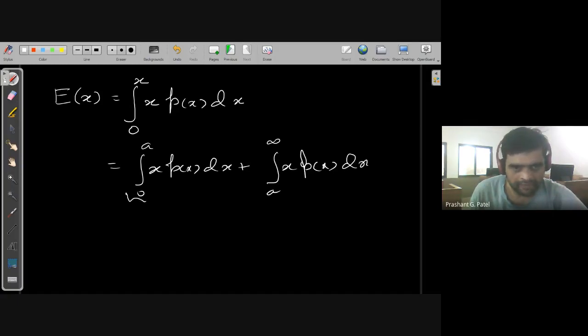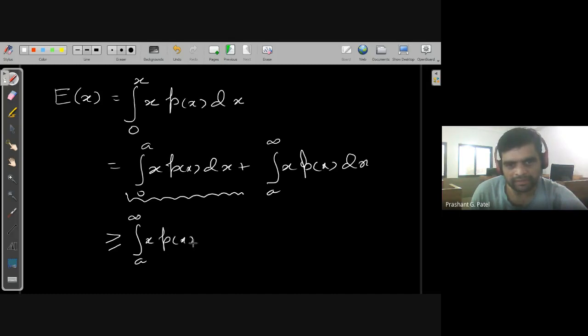As this is a random variable and it is positive, if I remove this quantity, then the whole quantity is smaller than this quantity. That means the integral from a to infinity of x p(x) dx. What we have done is just added this quantity, and obviously this quantity is positive, so that's why this will be bigger than this.